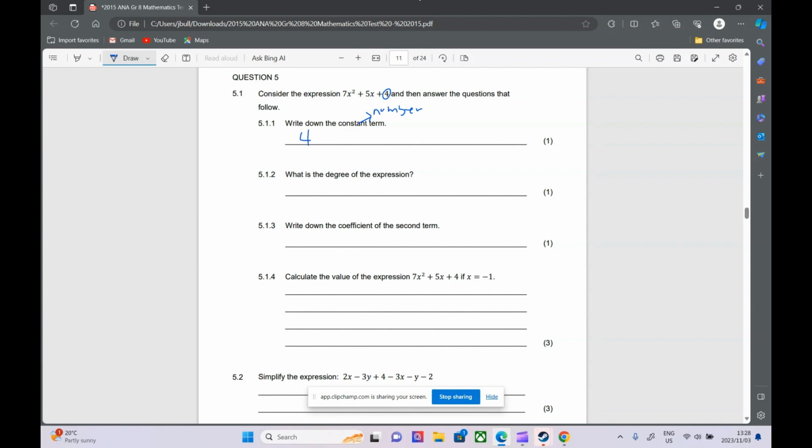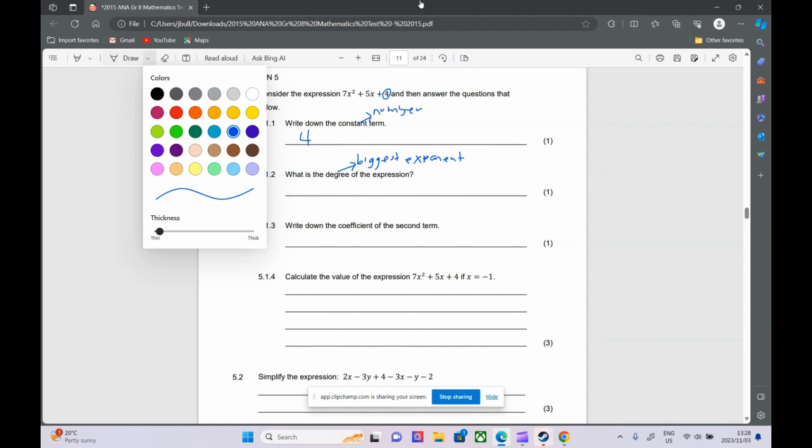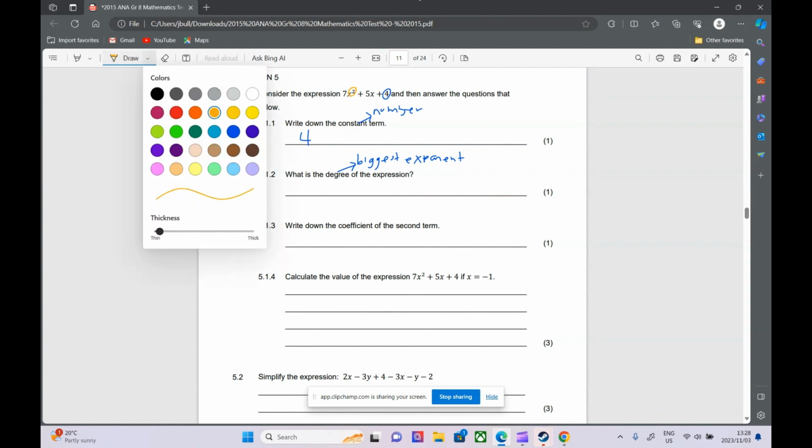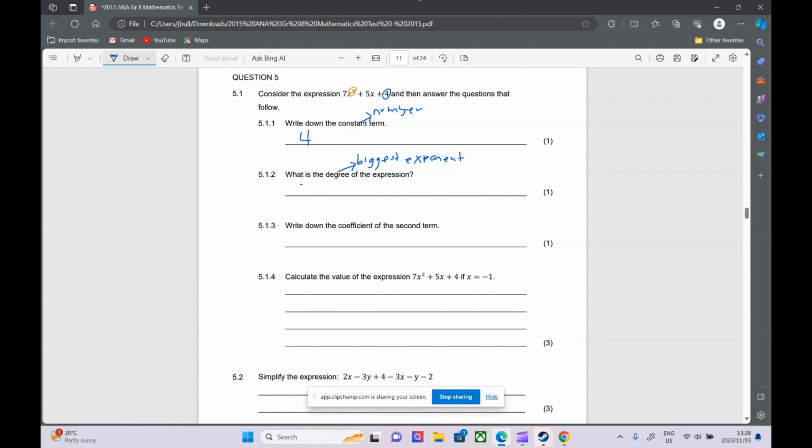What is the degree of the expression? So this is, what is the biggest exponent? We can see here, the biggest exponent is x squared. So that means it is a second degree expression. If it was 3, then you would say a third degree expression. If it was 4, you'd say fourth degree. Because it's 2, that's our biggest exponent, so we say second.